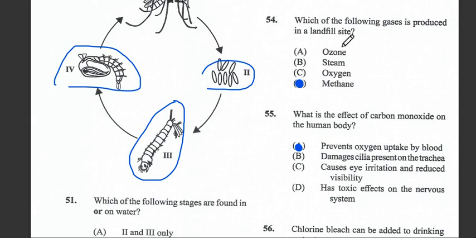Number 54. Which of the following gases is produced in landfill sites? So we're talking about landfill. Therefore, we know that methane would be the gas in the landfill site.